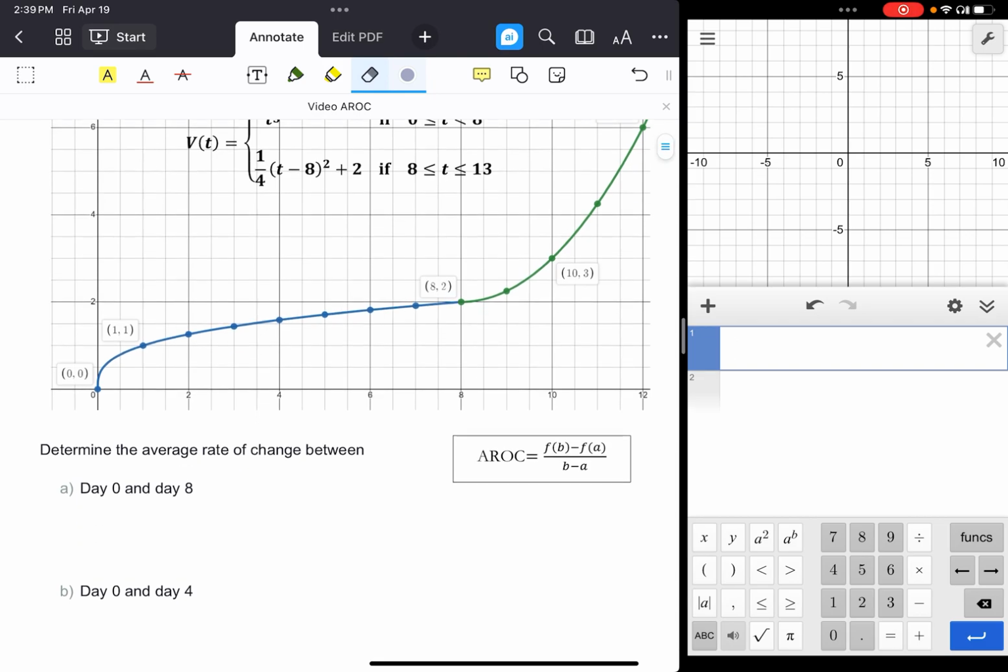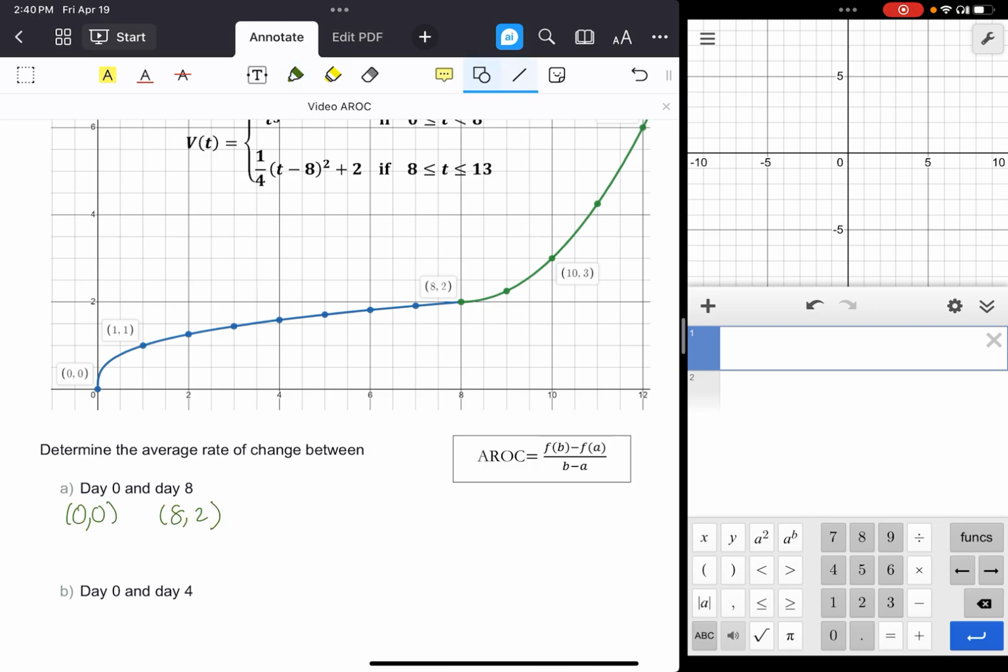Typically with average rates of change, the larger the interval, the less accurate that rate of change is for what's actually going on in the function. On this first problem, we're asked to find the average rate of change between day 0 and day 8.